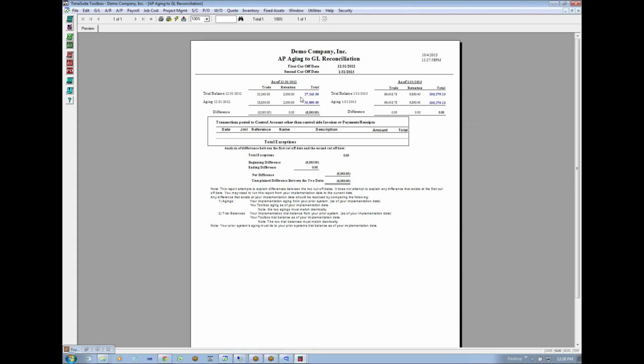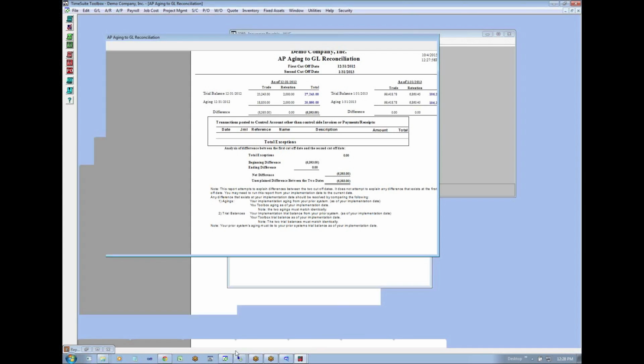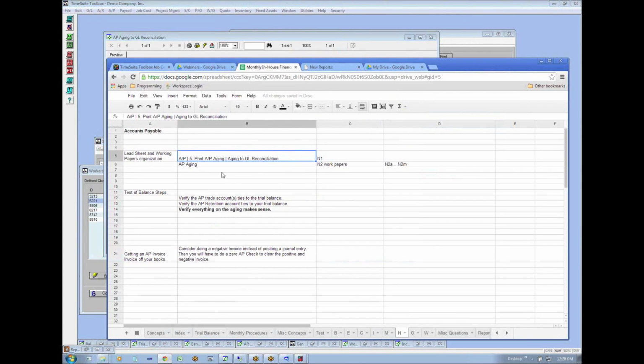It looks like we have kind of the same issue we had with receivables, but with our demo data. So this is what you're looking for, the balances to be there. So a good lead sheet there. Suggested working paper organization: N1 might be your aging to GL reconciliation sheet. Your N2 work papers, N2A through N2M, would be an example of your accounts payable aging.